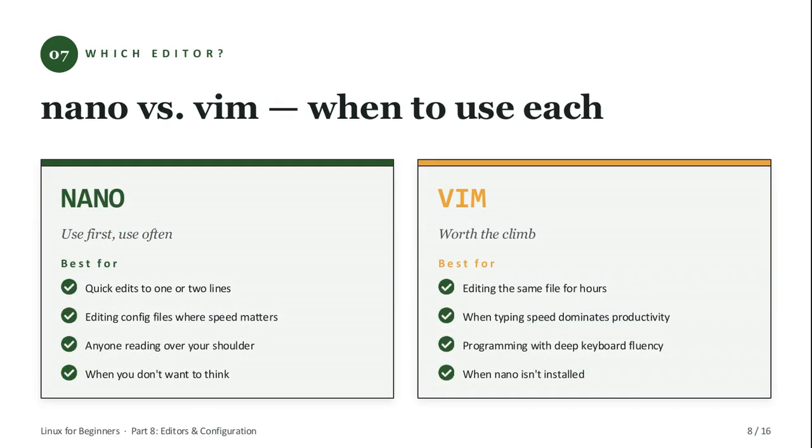So with both editors in your toolkit, which one should you actually reach for? Nano is your everyday companion, perfect for quick tweaks, small config changes, or any moment when you just want to get in, fix a line, and get out without thinking. Vim earns its place when you're living inside a file for hours, when keystrokes start to add up, or when you find yourself on a stripped-down server where Nano simply isn't there. Use Nano first, use it often, and climb toward Vim when the moment feels right.